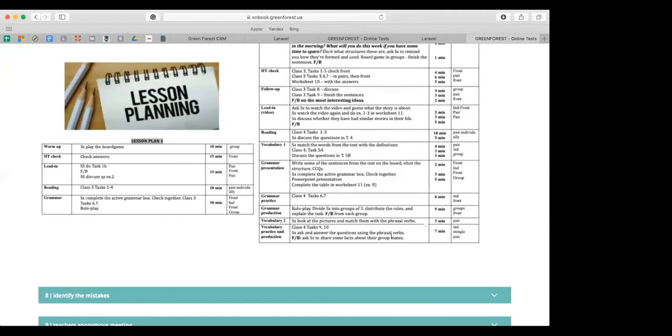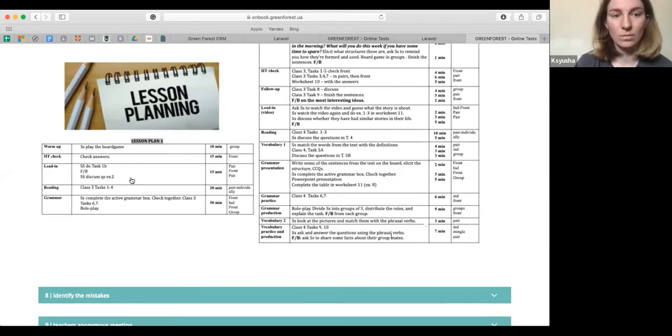Okay, so Alla, any ideas about the first plan? What's wrong? The first plan is too short for me. I don't see any ICQs. I don't see bridges. As for reading, there are no stages of reading. Okay, yeah, fair enough. Anything to add?